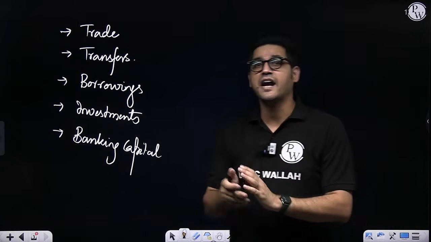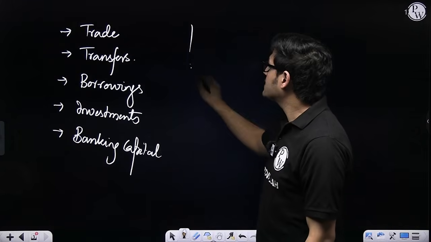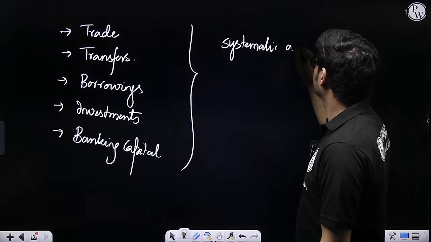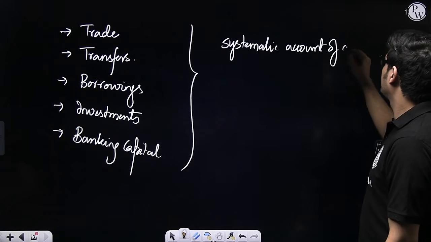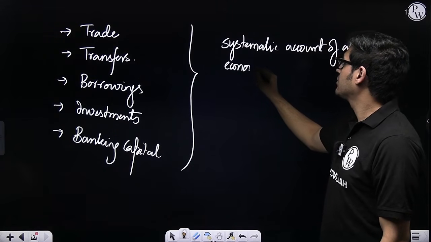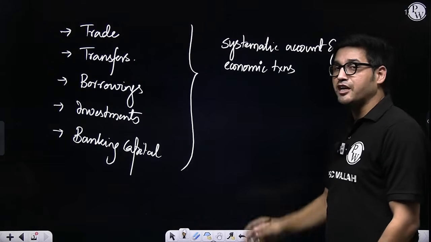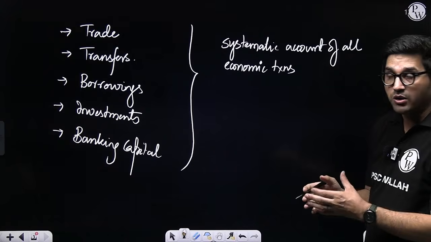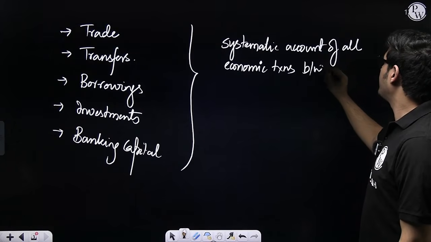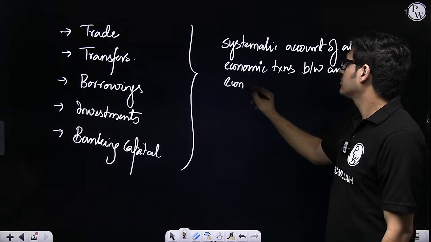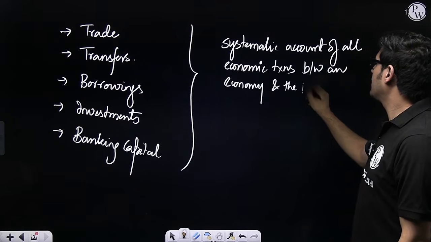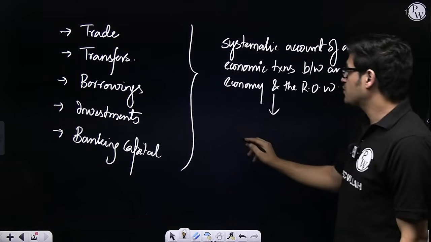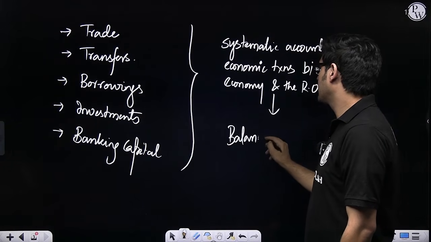When an economy interacts with the rest of the world, we always maintain a systematic account of all economic transactions happening between one country and the rest of the world. A systematic account or a systematic record of all economic transactions between an economy and the rest of the world. This record, this systematic account, is what we call the balance of payments.